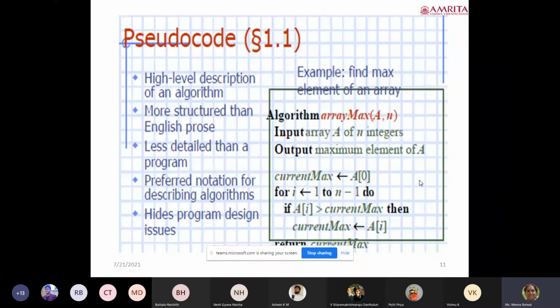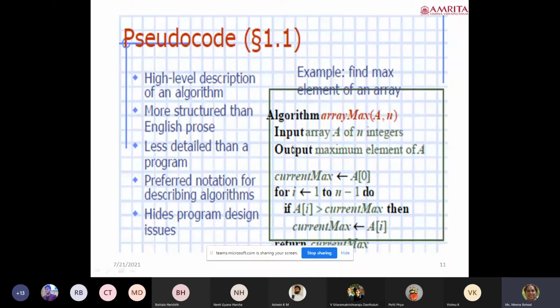Because we just want to introduce how the algorithm analysis will be done. What is the problem? The problem is we want to find the maximum element of an array. This is the name of the algorithm, ArrayMax(A, n). We are following this culture of writing the algorithm. ArrayMax is the name of the algorithm, and within parentheses we write the parameters. Generally, you are going to mention the input, and you are also going to mention the output. This is the convention that we are going to use.